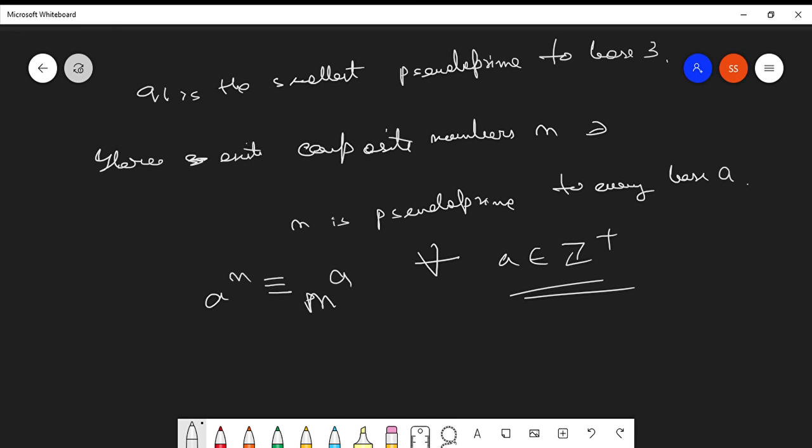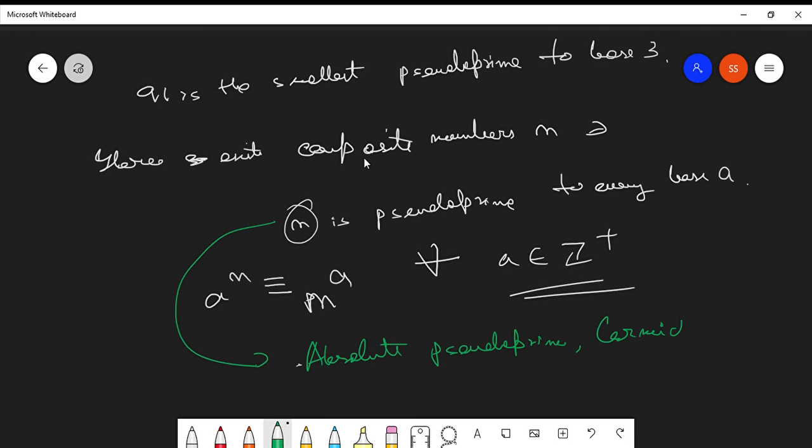Okay, they had a fixed base. 217 had the base 5, 91 has the base 3. But these sorts of composite numbers are pseudo prime to every integer a. Clear? So these sorts of pseudo primes are called absolute pseudo primes. And one more important term related to it is that they are called Carmichael numbers.